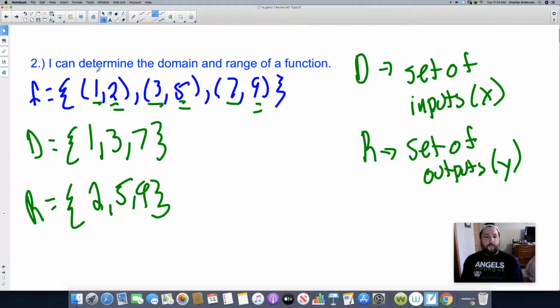This is a function because, again, every input has one output. 1 gets you 2, 3 gets you 5, 7 gets you 9. 1 doesn't give you another number, 3 doesn't give you another number. It only gives you 5. 7 only gives you 9. So that's pretty simple, when the functions are listed in set notation.